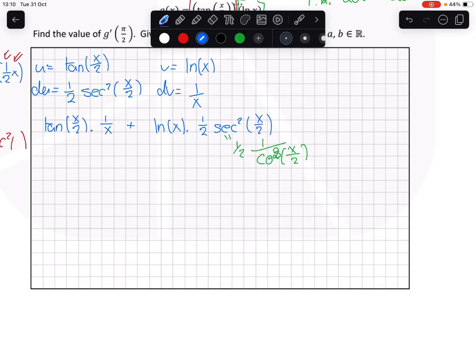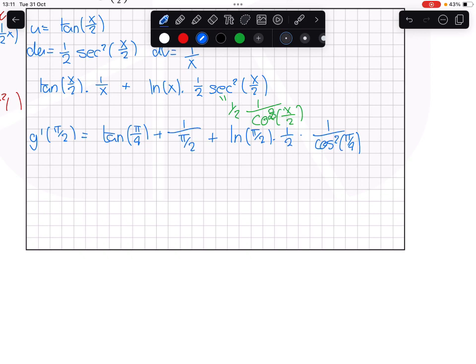So if we go ahead and find g prime pi over 2, that means that we now have the tan. And if we stick pi over 2 over here, we're going to have pi over 2 divided by 2, which is pi over 4, plus 1 over pi over 2. And then we have the natural log of pi over 2 multiplied by a half, which again is multiplied by 1 over cos squared pi over 2, divided by 2 again. So divided by 2 again means that we're going to have pi over 4.